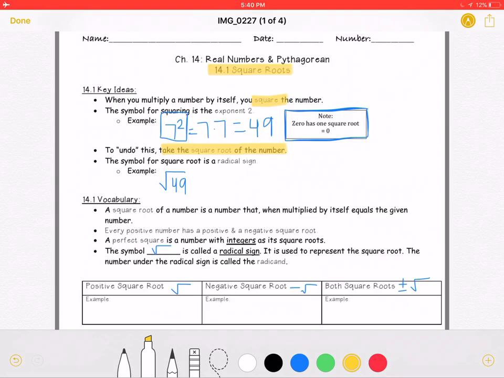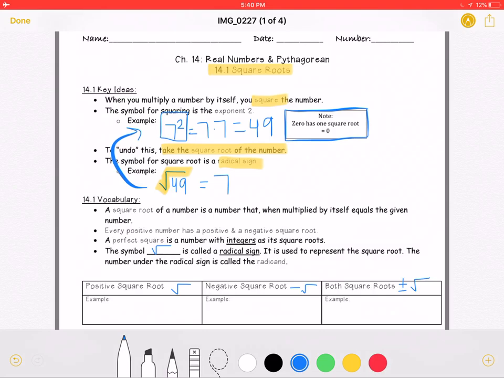The symbol for square root is this radical sign, which looks like this. So if I was to take the square root of 49, you're thinking, what number do I multiply together to get 49? And we just did it up here. It would be 7. Some other vocab.